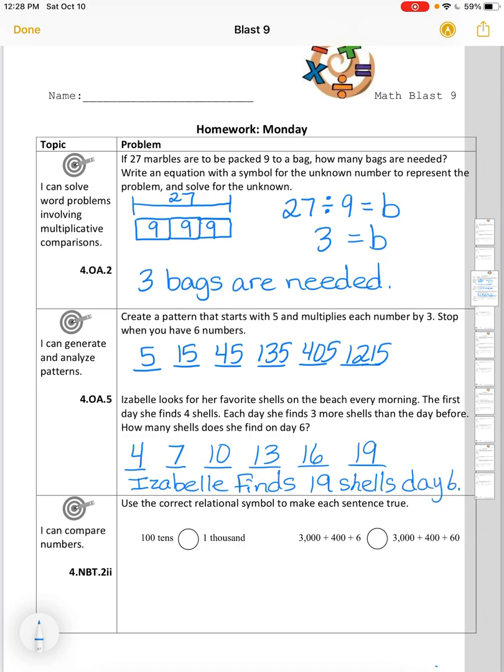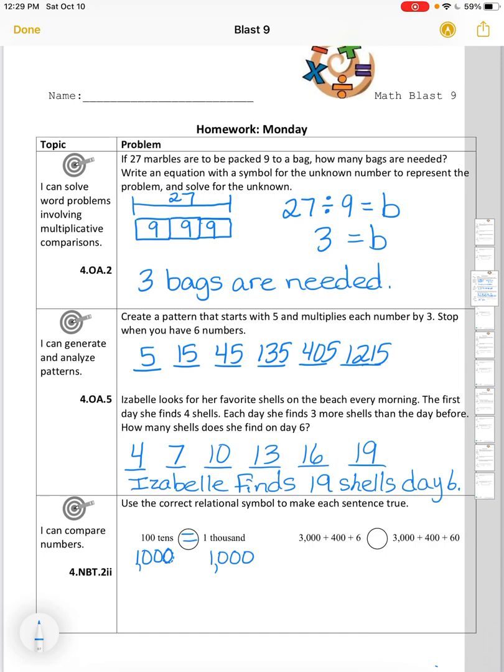I can compare numbers. Use the correct relational symbol to make each sentence true. 100 tens compared to 1,000. I'm going to write these in standard form. 100 tens means I want 100 to end in the tens place. Therefore, there will be no ones. That is 1,000. 1,000 in standard form, as we know, is the same as what we just wrote. So those two numbers are equal.